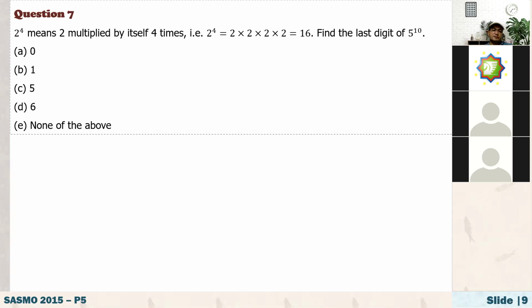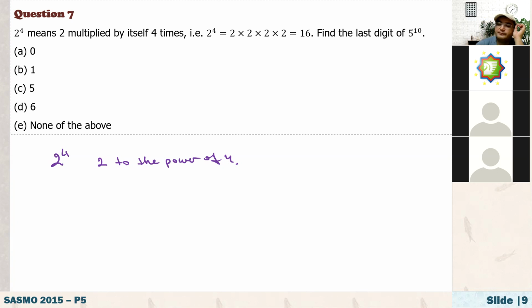First, Ismail, read the question. How do you read this? 2 to the power of 4. 2 to the power of 4 means 2 multiplied by itself 4 times. Okay, 2 times 2 times 2 times 2, so that's equal to 16, right?